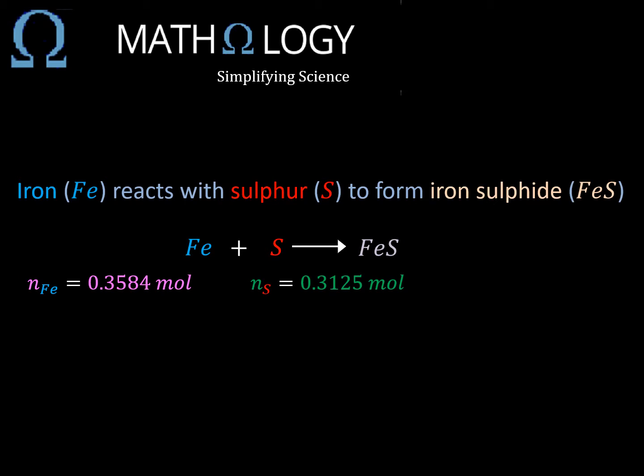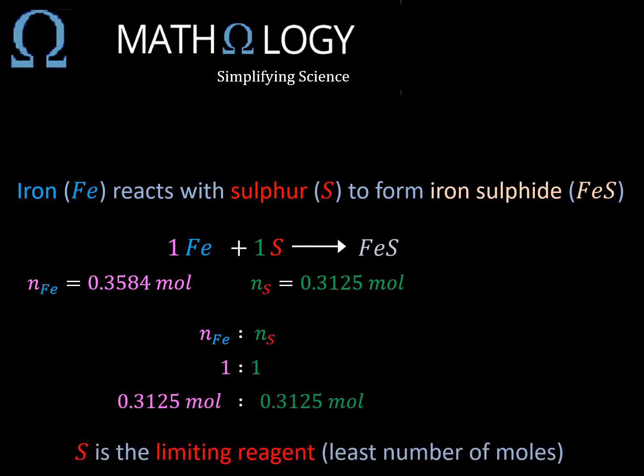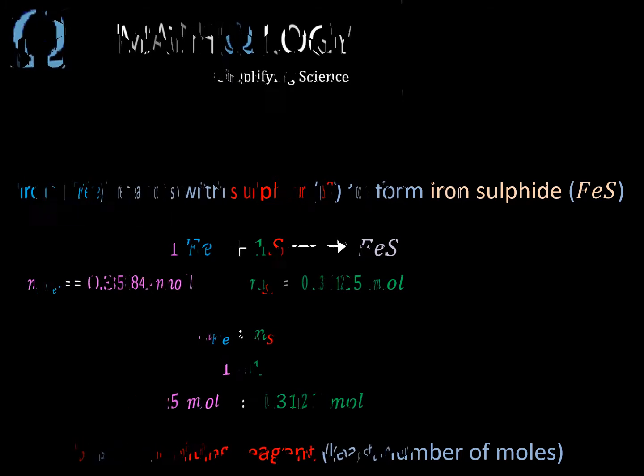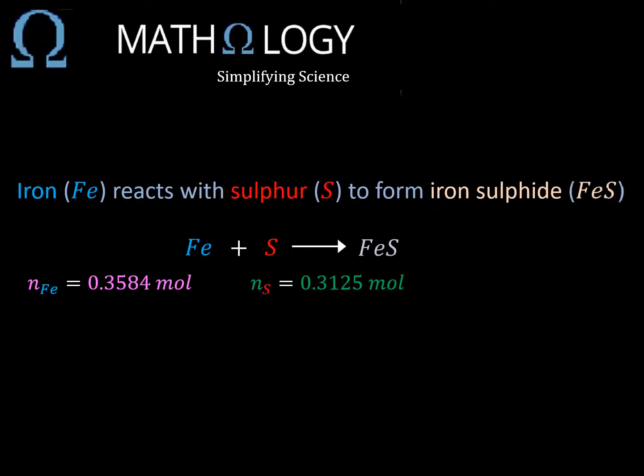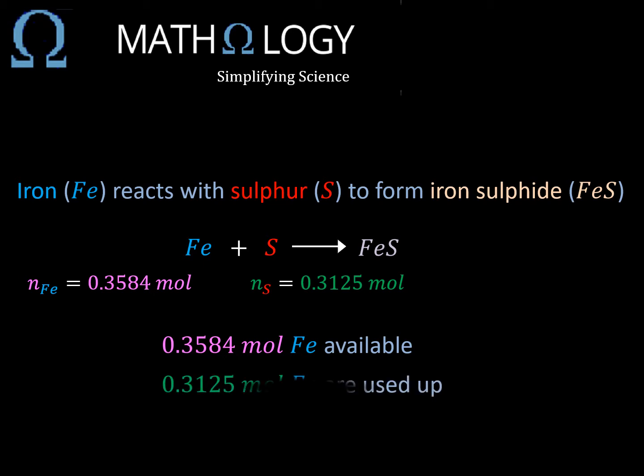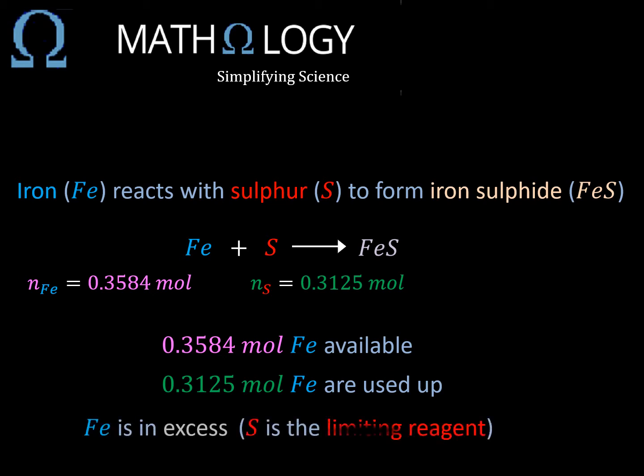Iron and sulfur react in the ratio 1:1, so the limiting reagent of the reaction is sulfur, since there are fewer moles of it. Another way of looking at it is that there are 0.3584 moles of iron available, but only 0.3125 moles of iron are actually used up, which means that iron is the substance in excess, and therefore sulfur is the limiting reagent.